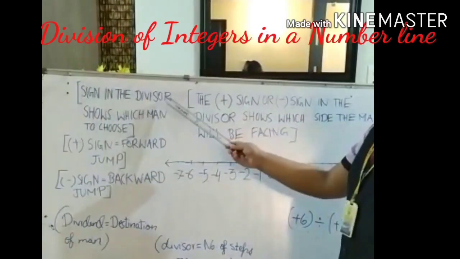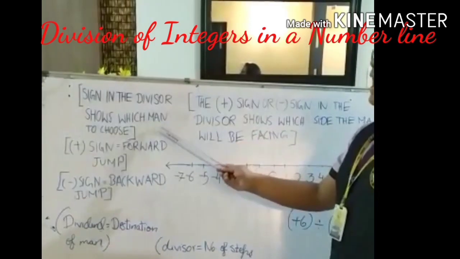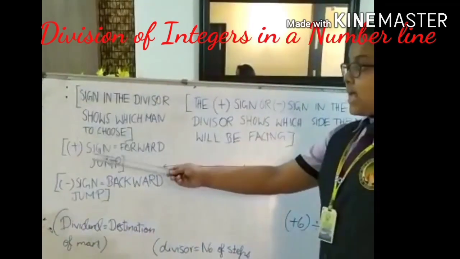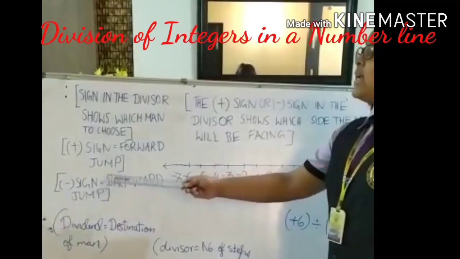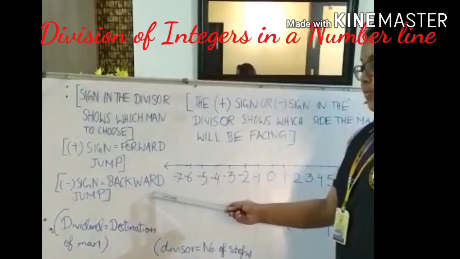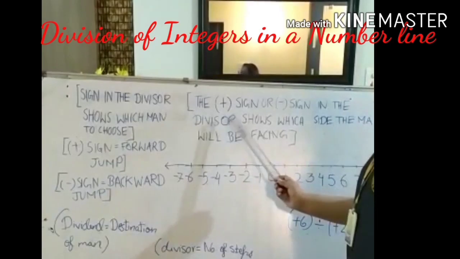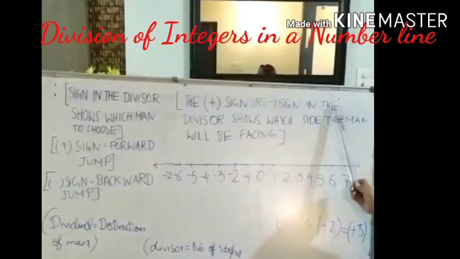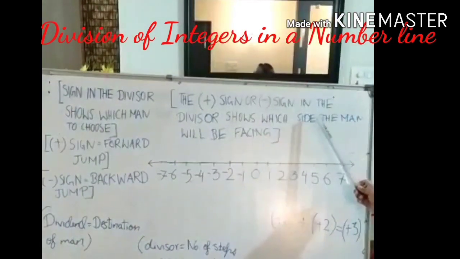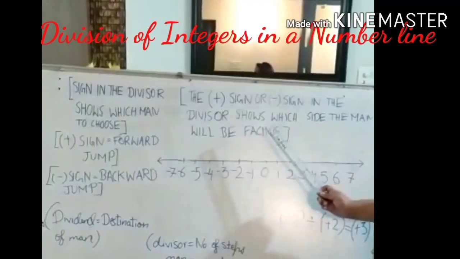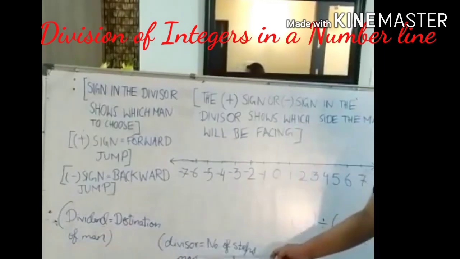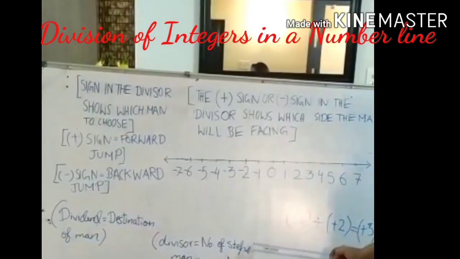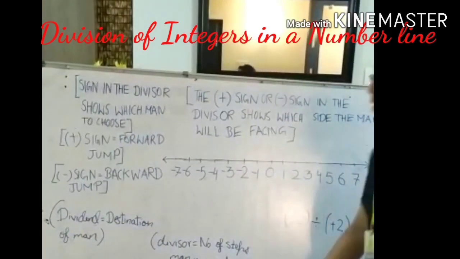The sign in the divisor shows which man to choose. The plus sign is equal to a forward jump. The minus sign is equal to a backward jump. The plus sign or the minus sign in the divisor shows which side the man will be facing. And dividend is equal to the destination of the man and divisor is equal to the number of steps the man is jumping.